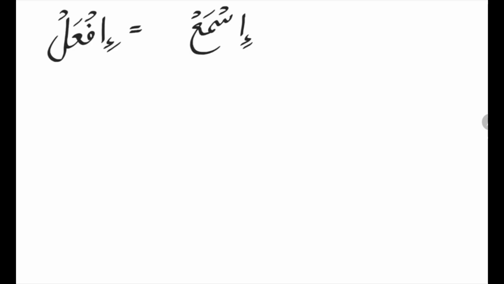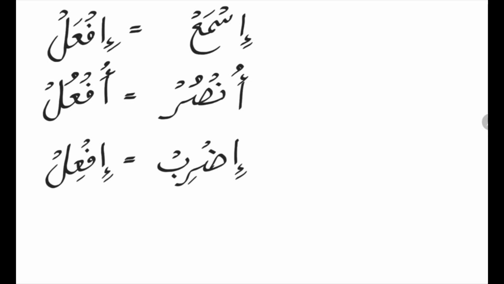Many times we find amr to be on the pattern of if'al, as in isma. However, this is not always the case. Sometimes it follows the uf'ul pattern, as in unsur. Sometimes it follows the if'il pattern, as in idrib. The reason behind this difference is that the particular vowel pattern of amr and nahi is dependent on the ayn letter of the wahid mudhakkar ghaib sigha of fi'l al-mudari'. The ayn letter of this fi'l mudari' wahid mudhakkar ghaib governs the amr in two ways and nahi in one way.